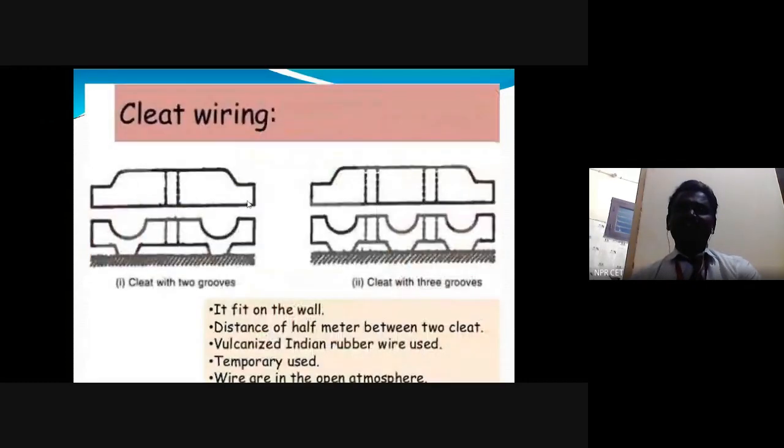Now cleat wiring. The cleat has two grooves or three grooves, the two groove system and the three groove system. The cleats are fitted on the wall, with a distance of half a meter between two cleats. Here, vulcanized Indian rubber wire is used. This system is an open system exposed to the atmosphere.